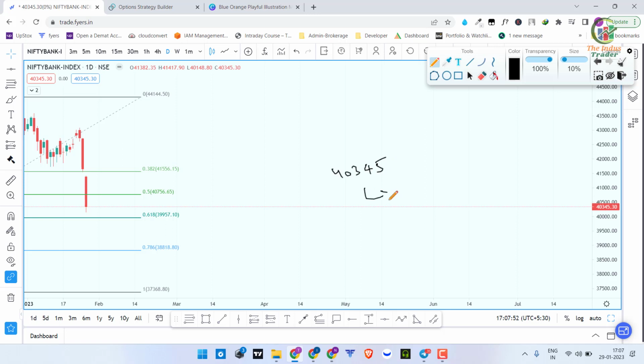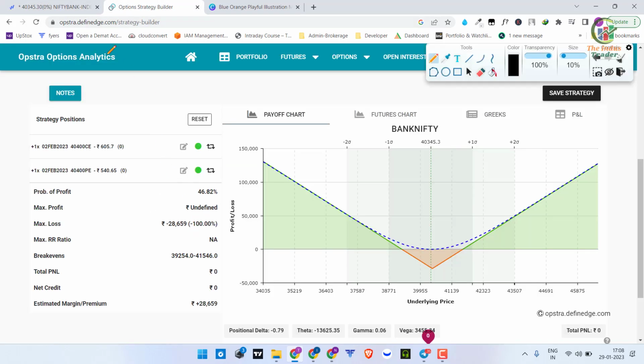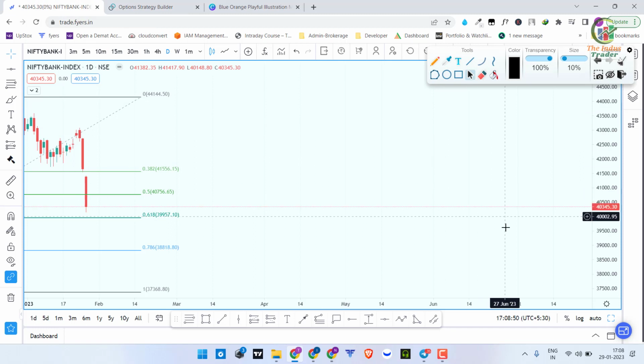If we make a higher round figure, it will be 40,400. So once you make this ATM, the ATM call and put you should buy. The reason is, from call and put you will get some value. Let me open this. Yes guys, you have to remember the present situation.